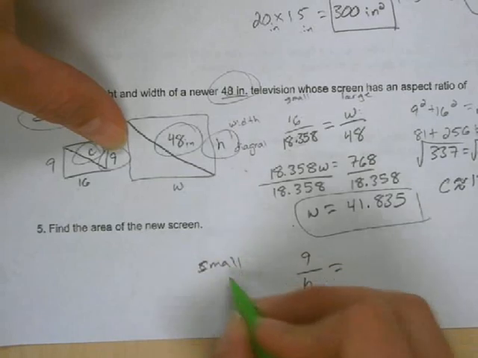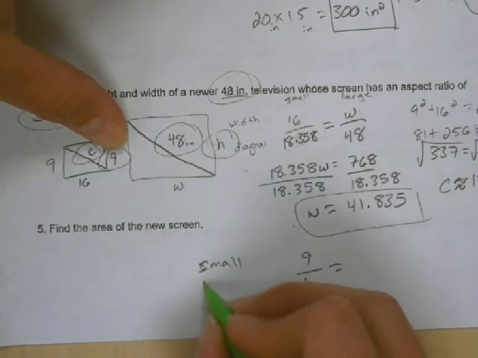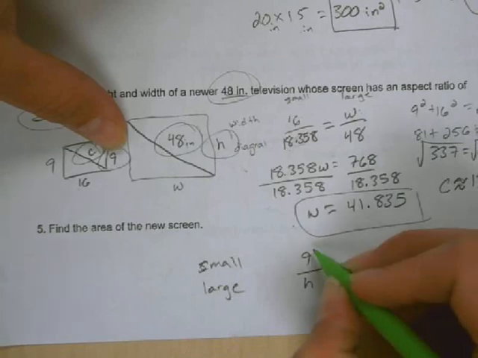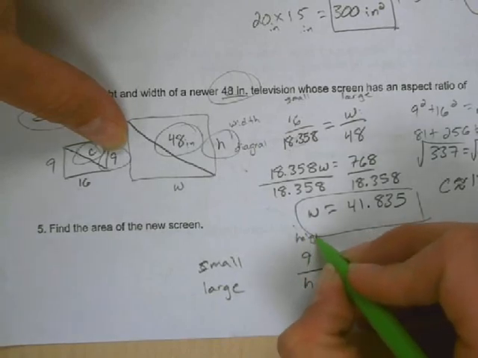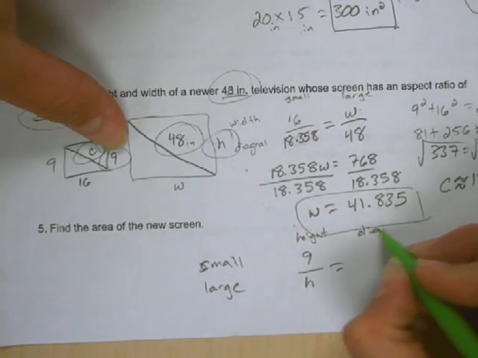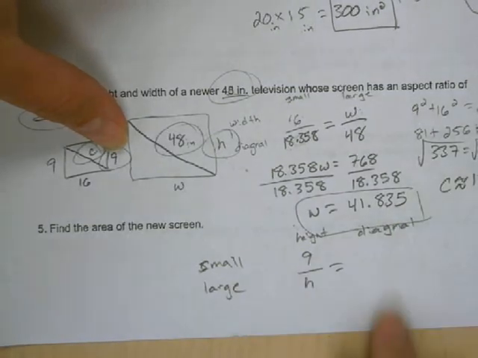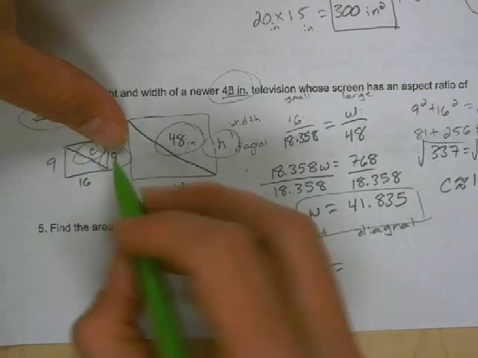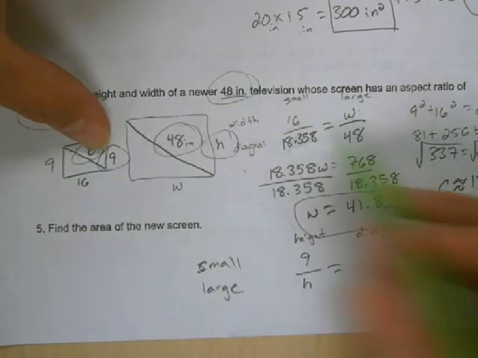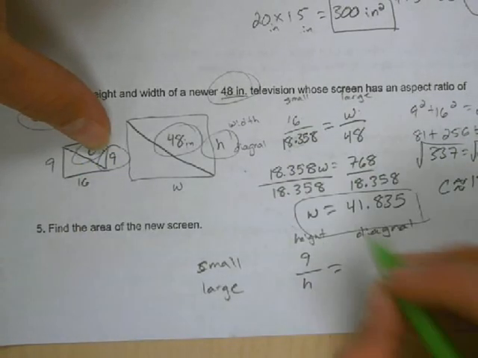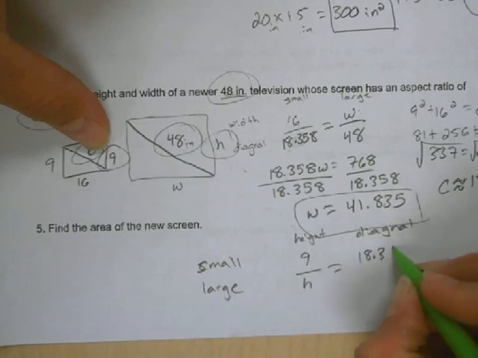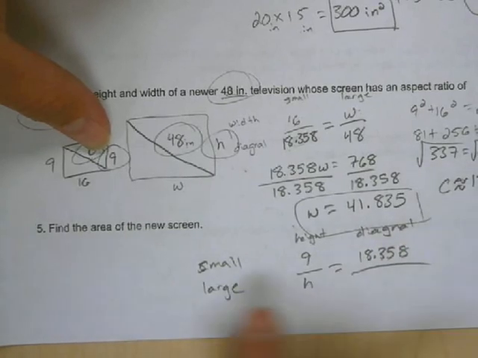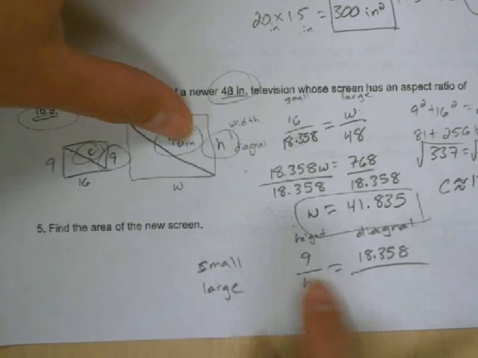Right? And this would make this the large. And then these are both the height. So then these will both be diagonal. So when I set up my second fraction, I have to make sure that I go with the small diagonal on top, which was C, which was our 18.358. So 18.358 over, and then our large TV, which our diagonal was 48.